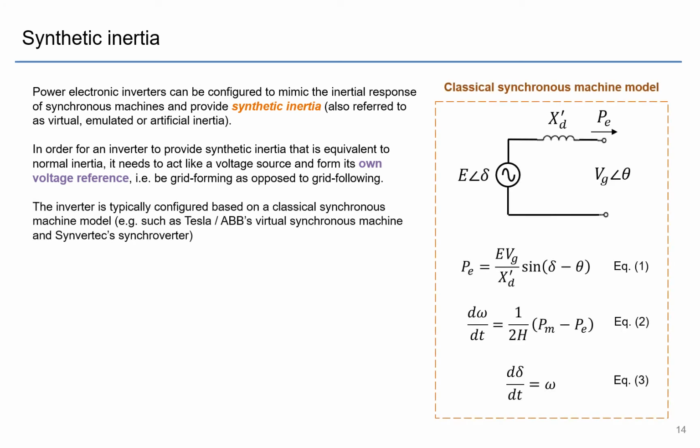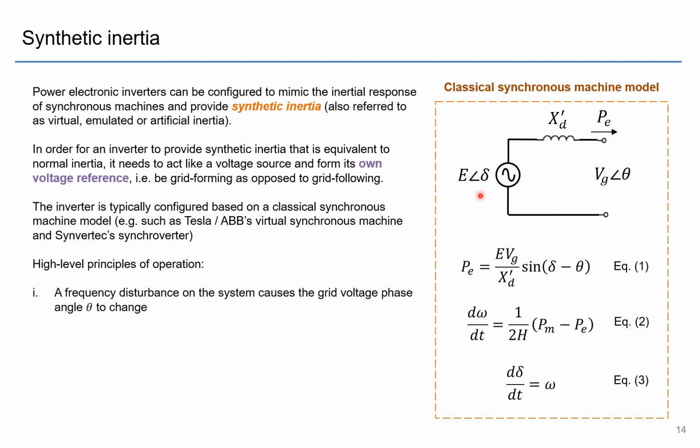So there are inverters that can be configured like a grid forming inverter and then configured to act like a classical synchronous machine. And these are something like the Tesla or the ABB virtual synchronous machine, and an Israeli company called Synvertech has this thing called a synchroverter. And so the basis for the inverter controller is essentially this classical synchronous machine model. And the way it works is that the inverter itself has a voltage reference. So it creates both a voltage and an angle.